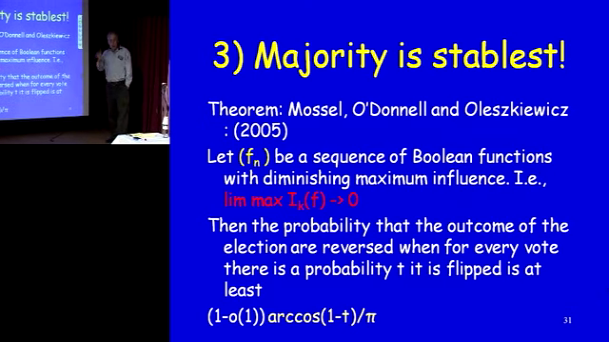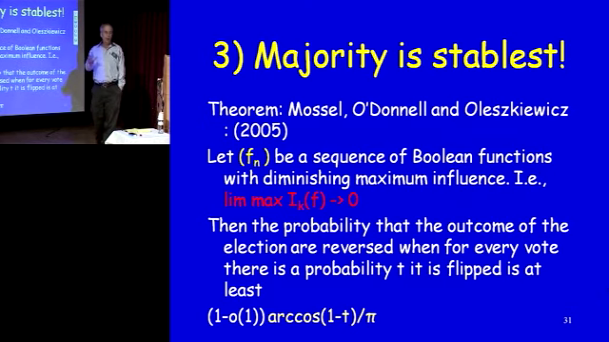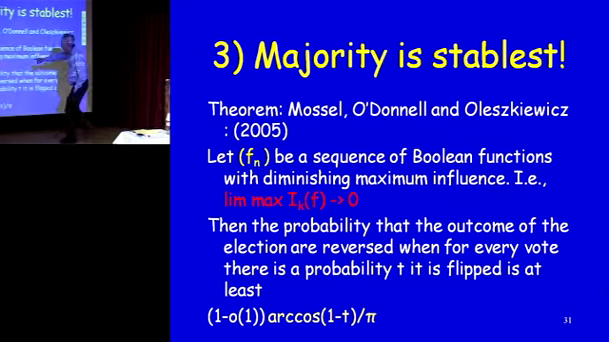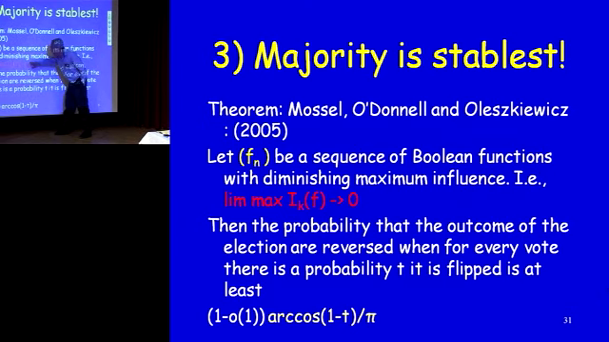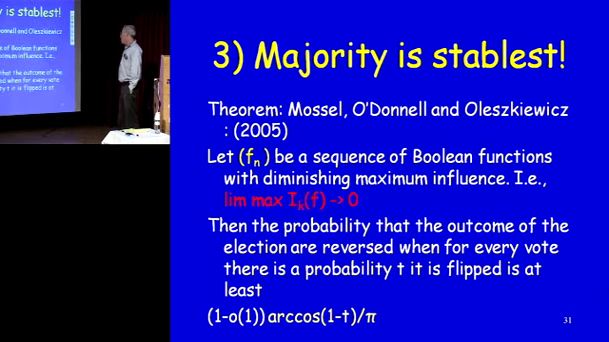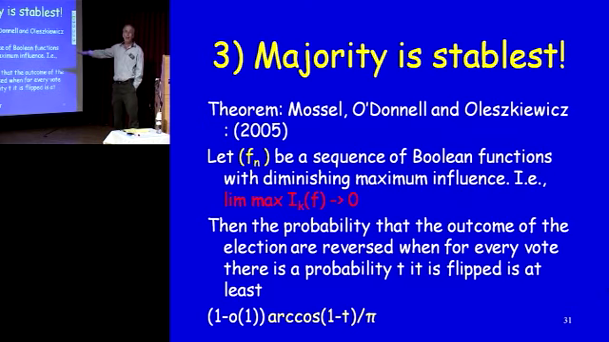They proved that majority asymptotically is the most noise stable method. And here is the statement. If Fn is a sequence of Boolean functions with diminishing maximum influence, so the maximum influence Ik of Fn, there is an n missing here, goes to 0 when n goes to infinity, then the probability that the outcome of the election is reversed when every vote is flipped with probability T is precisely this thing that Sheppard proved: 1 minus little o of 1 times arccosine of 1 minus T over pi. So there's nothing better than majority.